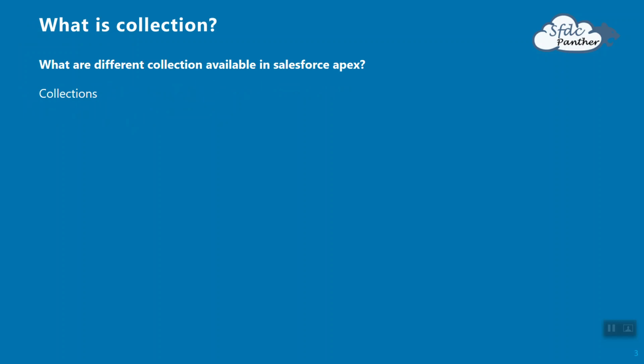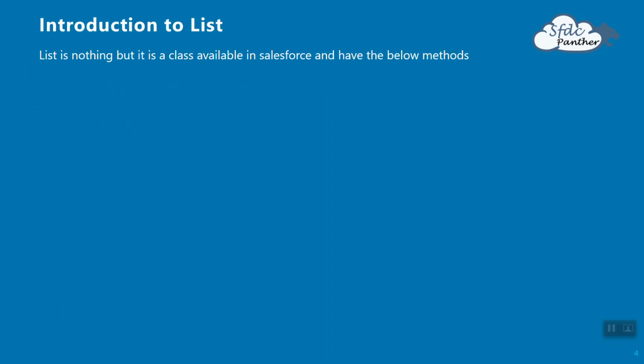There are three types of collections available in Salesforce. The first one is the list, which is the primary one, then we have set, and the third one is map. In this tutorial we will be working on the list, and after that we will see set and map in separate videos. So what is a list? It's nothing but an Apex class available in Salesforce, and we have different methods for it.